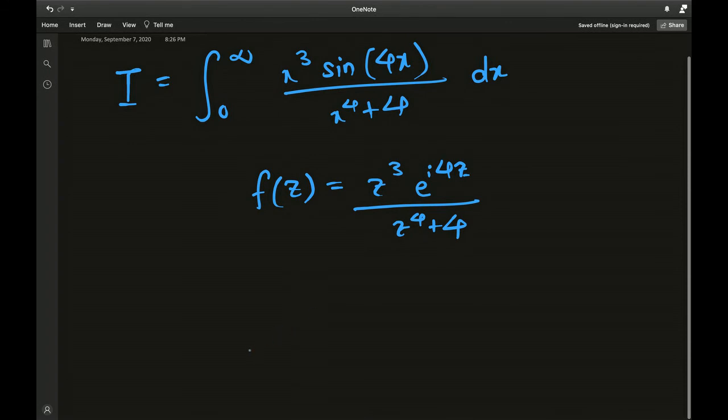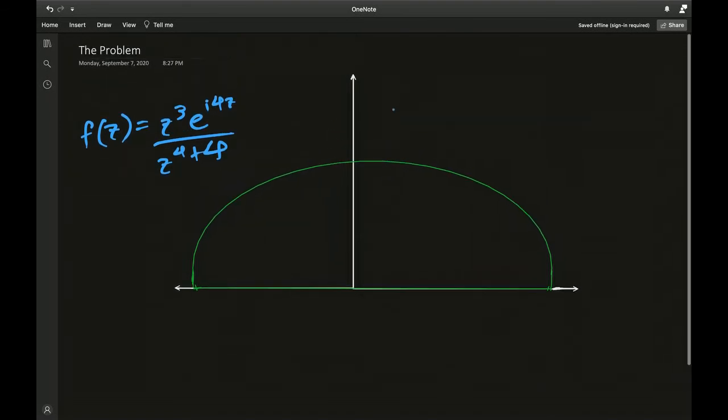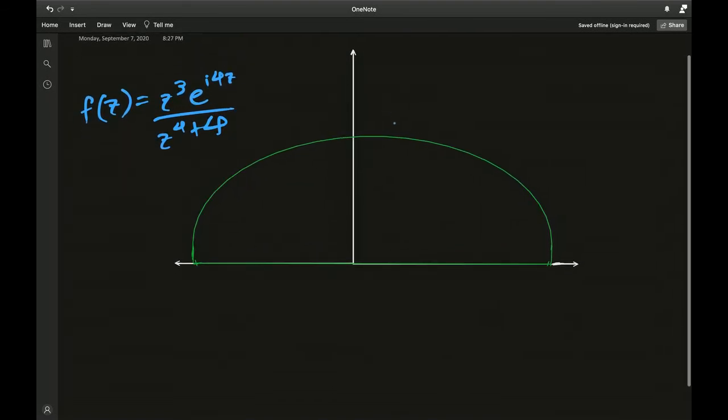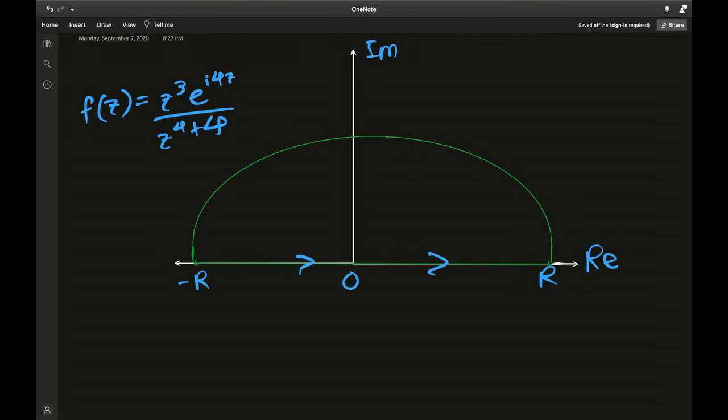Now it's actually time to define a contour of integration. So here's the contour that we need. Call this the real axis, imaginary axis. The way we're going to do this is going to go from negative r to 0, 0 to r, and then loop back over gamma.